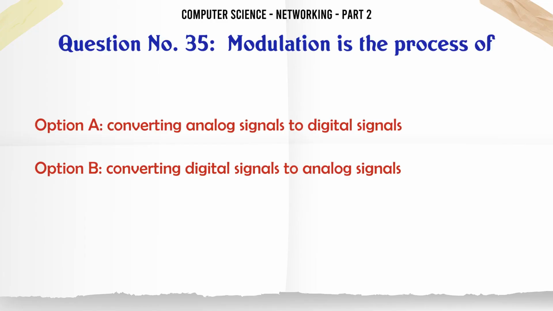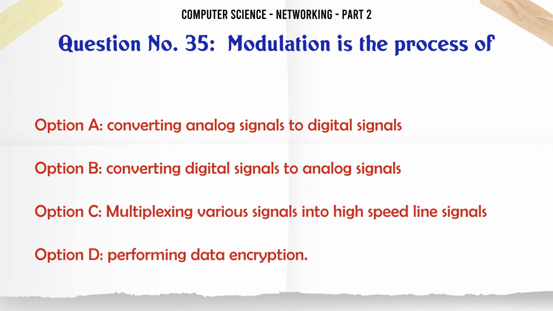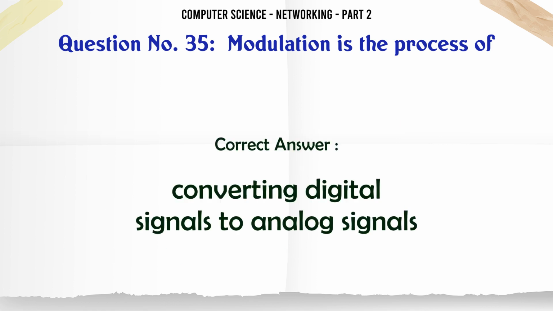Converting analog signals to digital signals. B. Converting digital signals to analog signals. C. Multiplexing various signals into high-speed line signals. D. Performing data encryption. The correct answer is converting digital signals to analog signals.